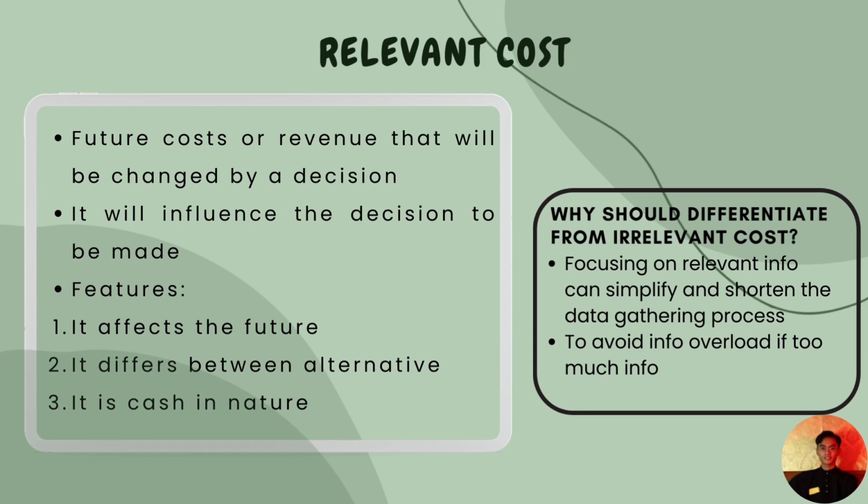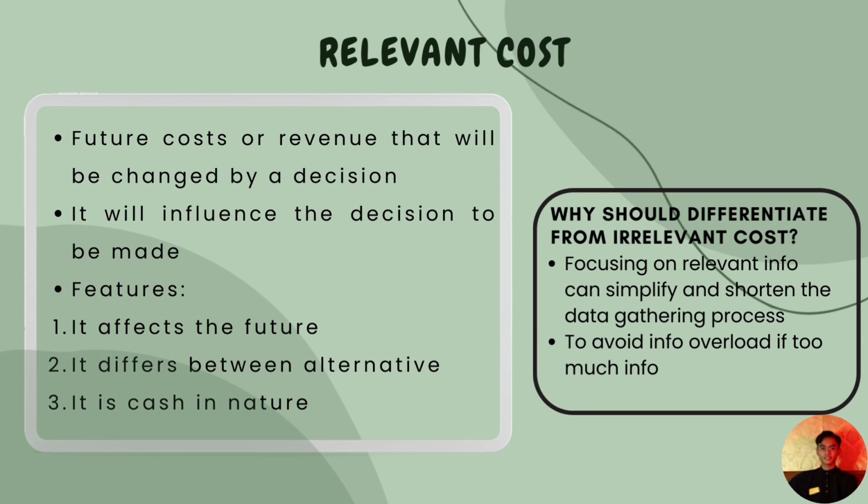It is common to refer to the information that should be utilized for decision-making as the relevant information, which means that only relevant costs and relevant benefits should be taken into consideration. Relevant costs or revenue are future costs or revenue that will be changed by a decision, and it also influences the decision to be made.